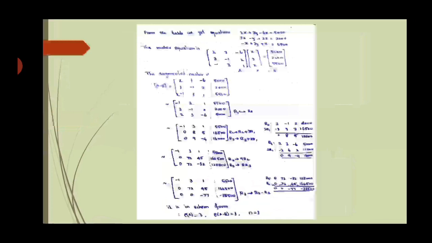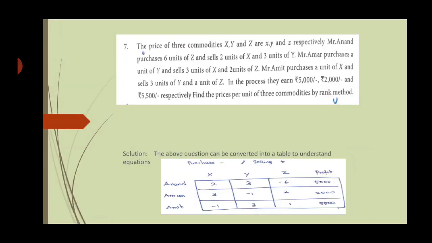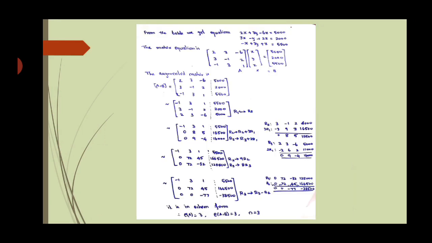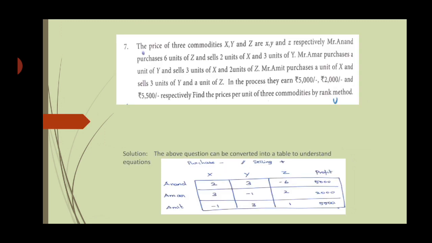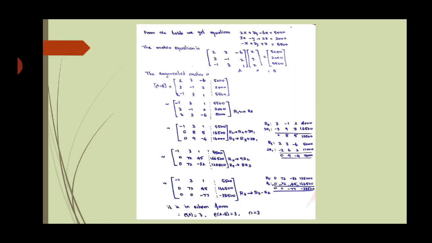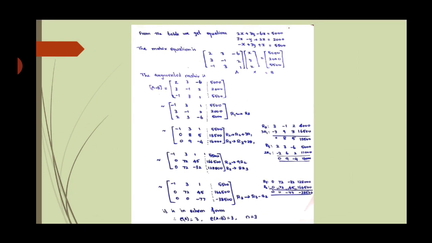The first row is an equation. You see 2, 3, minus 6 and 5,000, so the first equation is 2x plus 3y minus 6z equal to 5,000. The second row is 3, minus 1, 2, 2000, so 3x minus y plus 2z equal to 2000. Like that, minus 1, 3, 1, equal to 5500, so minus x plus 3y plus z equal to 5500. So here we got the equations.